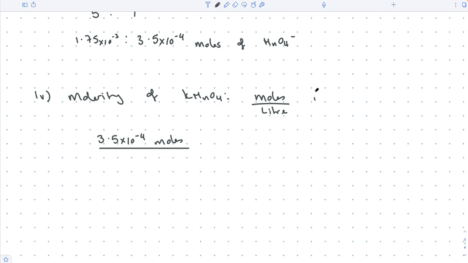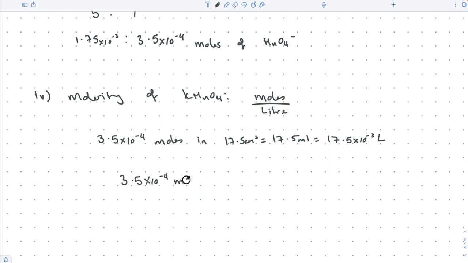But remember my trick. I don't try to do anything with multiplying. I try to keep it simple every time. So this is the number of moles in 17.5 centimetres cubed, which is equivalent to 17.5 millilitres, which is the same as 17.5 by 10 to the minus 3 litres. So that's what I have. I've got 3.5 by 10 to the minus 4 moles in 17.5 by 10 to the minus 3 litres.